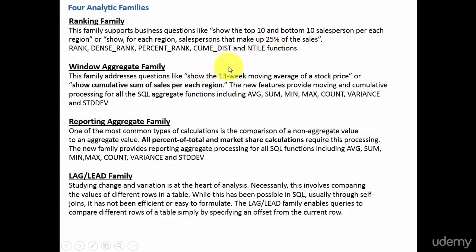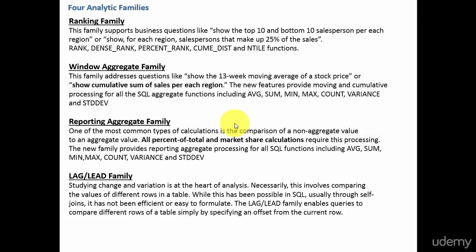Window aggregate family. This kind of analytical function is used to calculate the moving average of your stock price or find the cumulative sum of sales for a given region. Mostly these provide moving and cumulative processing for your data. You can use the SQL aggregate functions like average, sum, min, max, and leverage the analytical functionality to show the moving and cumulative values.